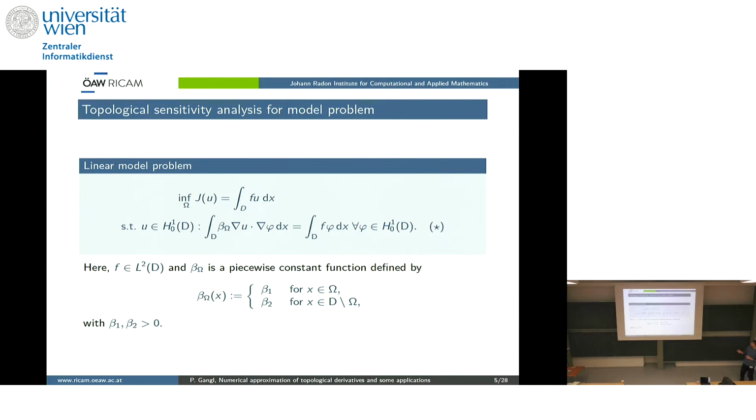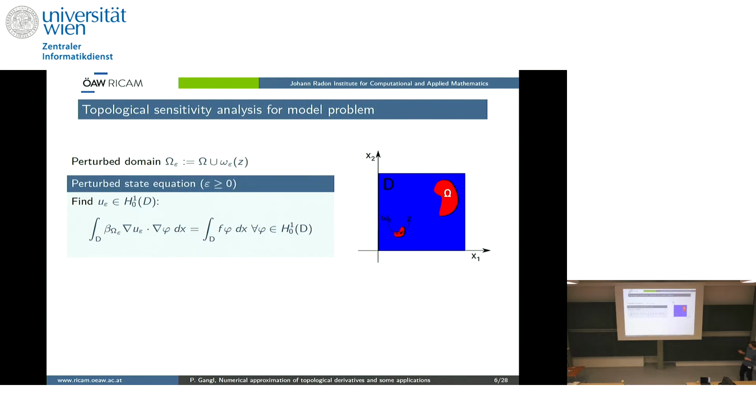So we're given a linear cost function. This happens to be the same function f as on the right-hand side of the PDE. So this is actually a self-adjoint problem, which I will not exploit. And we have a Poisson type equation with a diffusion coefficient, which is piecewise constant, and some right-hand side function f. This is the problem we will look at.